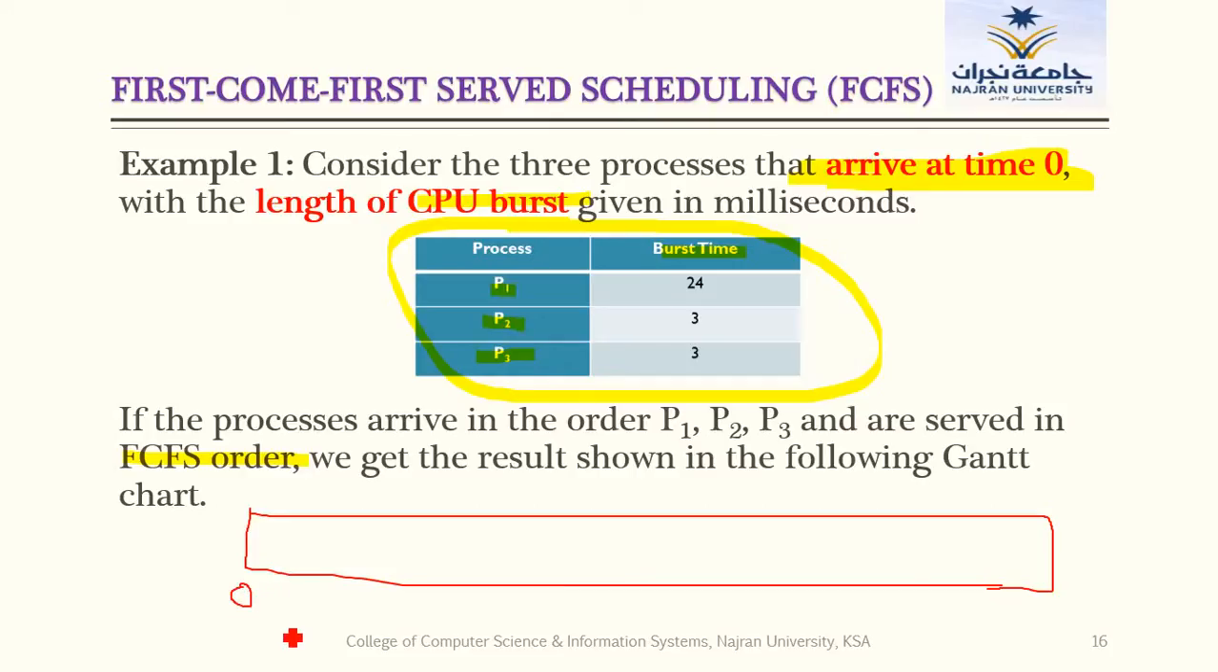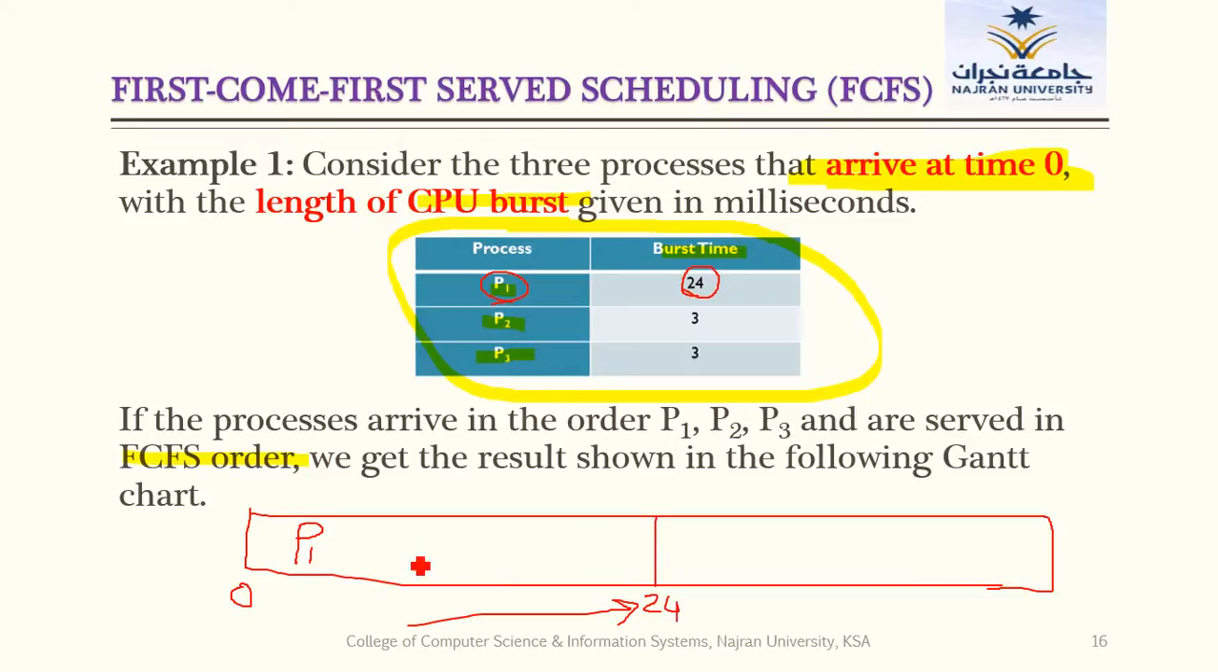This is time. Here time will increase from left to right. So which process will we execute first? Because this is first come first serve, we will execute the first process, that is P1. How much time does it need? 24 milliseconds. So we go from 0 up to 24.